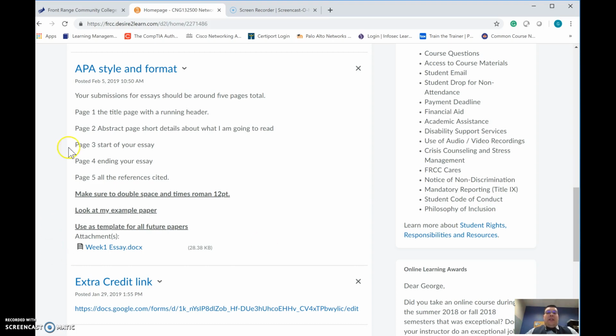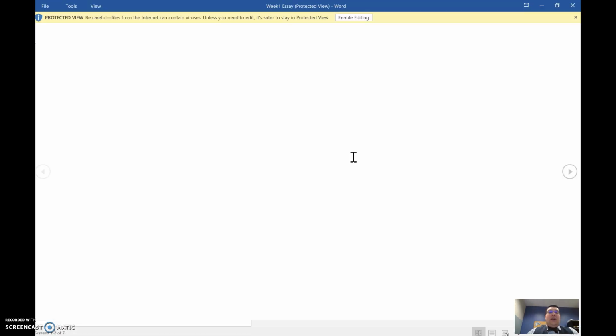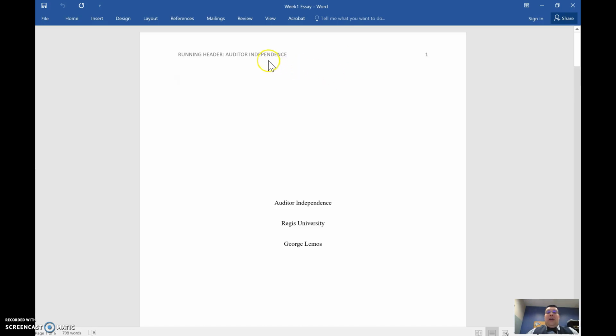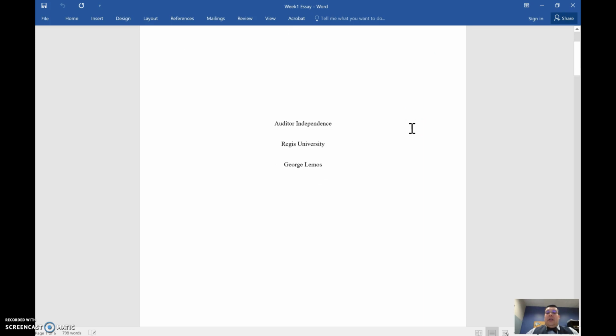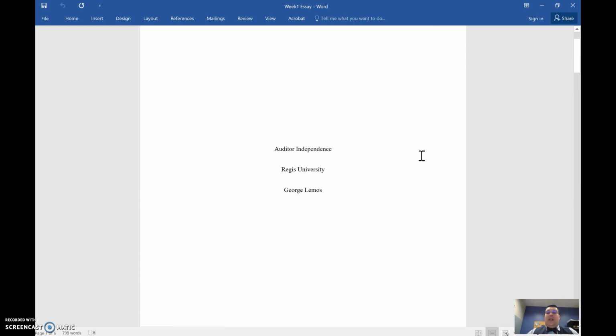If you look at page one, it should be a title page with the running header of whatever your paper is called. Looking at my Word doc, this was one of the very early papers that I did. Make sure you have your running header, page one in the top right corner, the name of your paper, the name of your affiliated organization, and then your name. So that should all be located on page one.